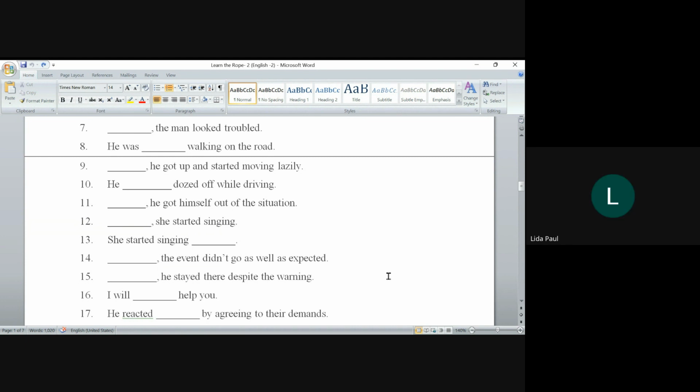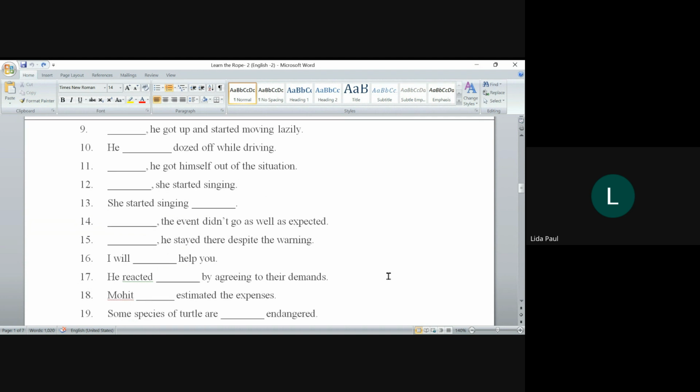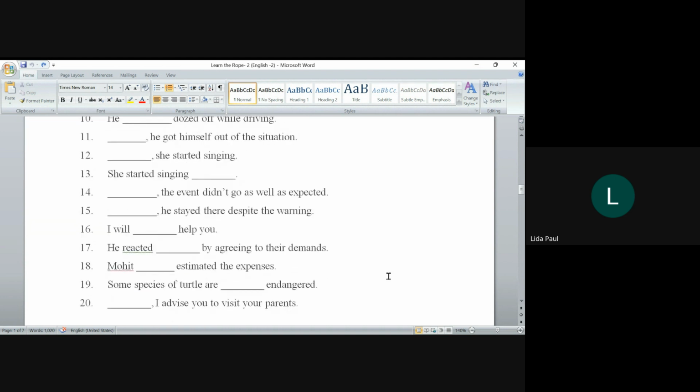Next is 14th one. The event didn't go as well as expected. Unfortunately. Best fit is that. 15th one, he stayed there despite the warning. This also can take unfortunately. He stayed there despite, stupidly, the warning. Stupidly also. We can use another word that's in the bracket.